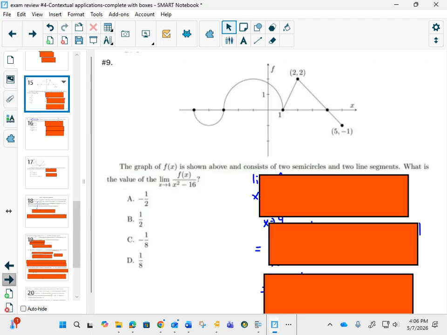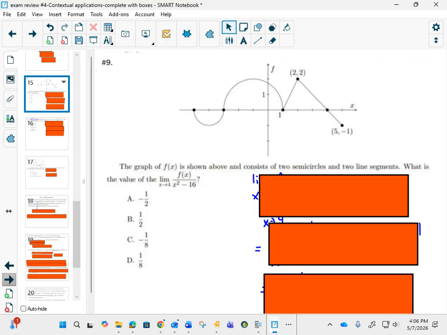The graph of f of x is shown above to consist of 2 semicircles and 2 line segments. What is the value of the limit as x goes to 4 of f of x over x squared minus 16? So quickly, I just plugged in 4 into the bottom. I noticed the bottom when I plug in 4 is 0. But it also makes me think, well, maybe I can use L'Hopital's rule.